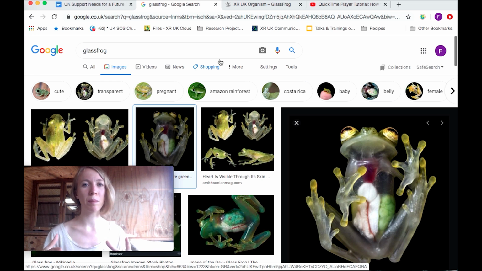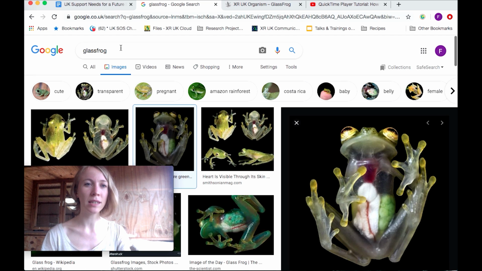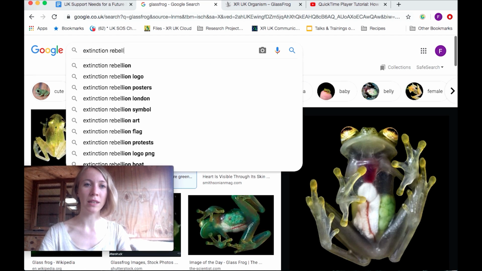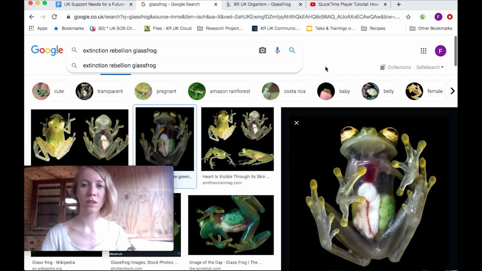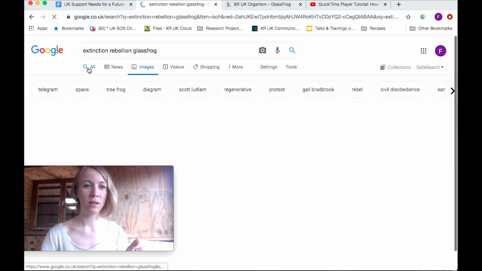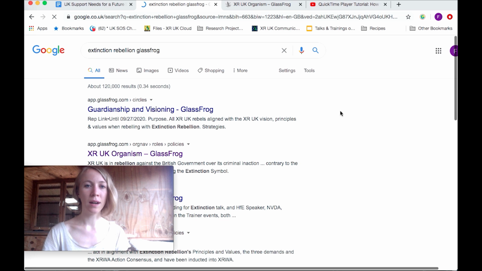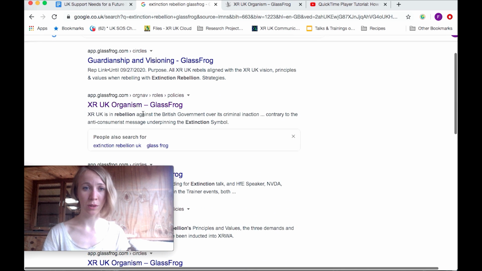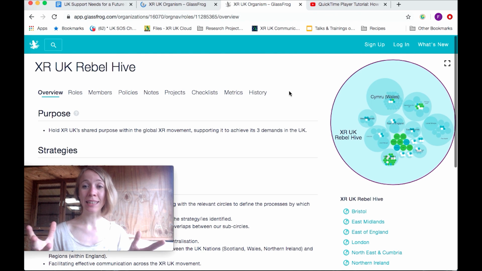Well, it's linked to our website, but the easiest way of finding it is by just Googling Extinction Rebellion GlassFrog. And there you get to it straight away. XR UK Organism, GlassFrog. Organism is just the word that we use to describe our organization, basically. So you click on that, and then that's what it looks like.